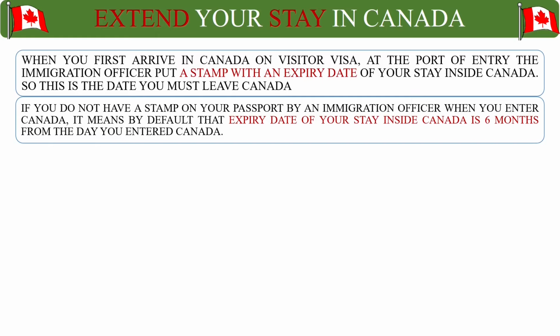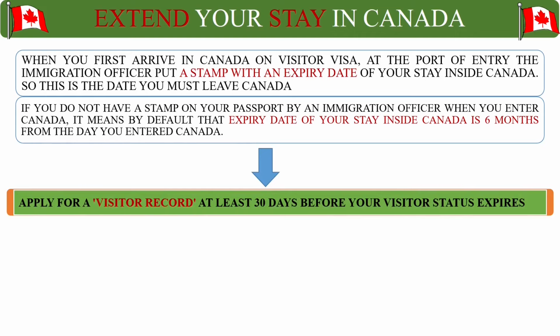If you want a visitor visa stay extension, then extension requests are usually made if the applicant cannot return to their home country within 6 months of expiry for a variety of reasons. If you need to stay in Canada for more than 6 months, you must apply for a visitor record at least 30 days before your visitor status expires.